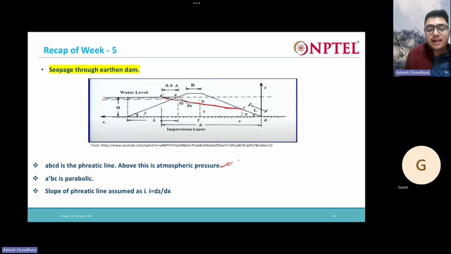Sorry, ABC is the original phreatic line. From ABC, I need to get the A dash BC. A dash BC is parabolic. Then by using the equations of parabola, we can calculate the seepage loss. So we will be taking use of the equation of parabola.